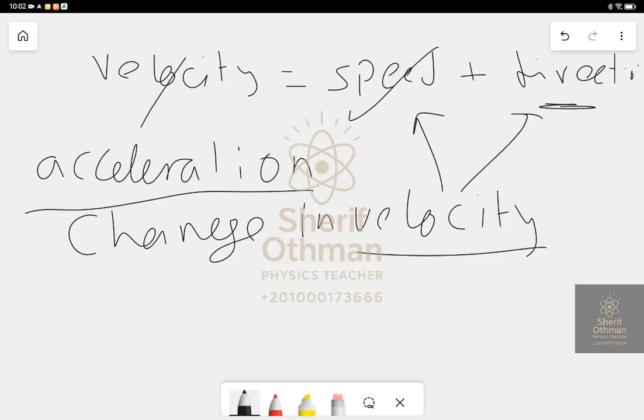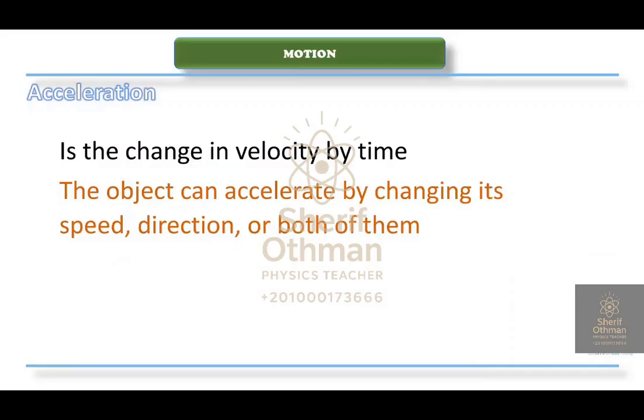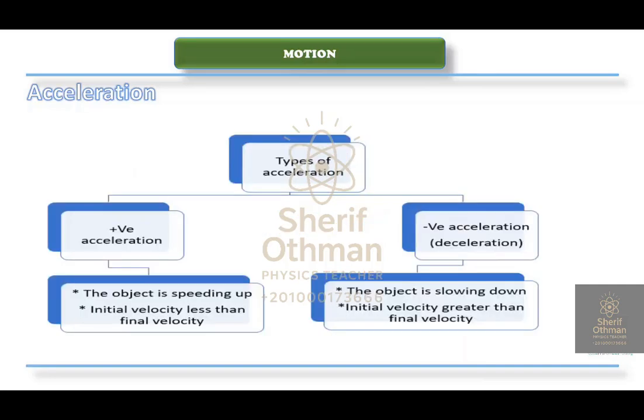So we can define acceleration as the following: acceleration is the change in the object's speed or direction or both of them, which includes the change in velocity. So the acceleration is the change in velocity by time. The object can accelerate by changing its speed, direction, or both of them.